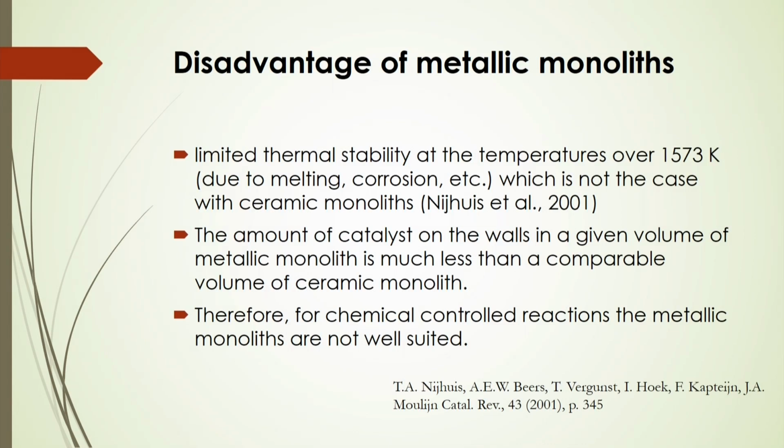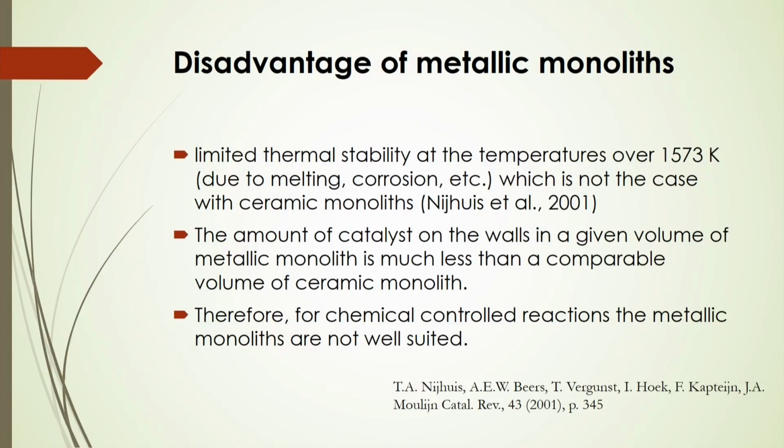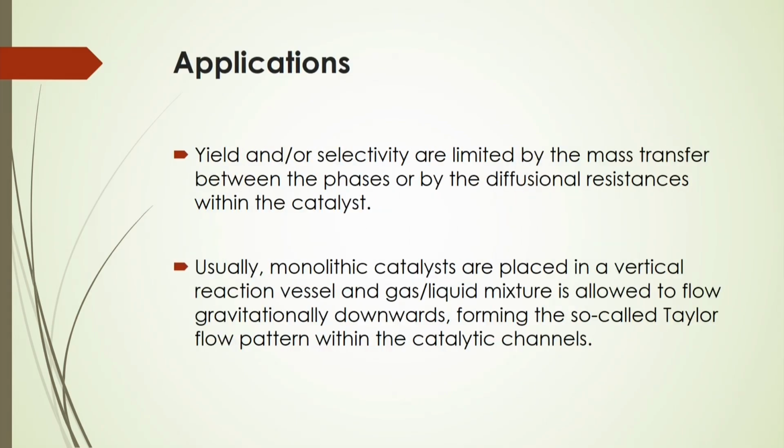in the metallic monolithic structure in a given volume of metallic monolith is much less than in a comparable volume of the ceramic monoliths. Therefore, for chemically controlled reactions, the metallic monoliths may not be suitable compared to the ceramic monoliths. So, these are the points that you have to remember: why these metallic monoliths will be more advantageous than ceramic, and also why they are not advantageous in particular cases, like if high temperature is there. That should be considered during the design of monolithic reactors.